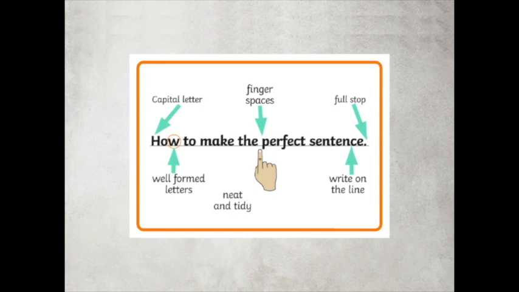And as with any writing, you should always remember your handwriting rules. Capital letter at the beginning of each sentence. Remember the size and shape of each letter when you're writing. Some letters are ascenders, which means they're tall letters. Some letters are descenders, which means they go down below the line.